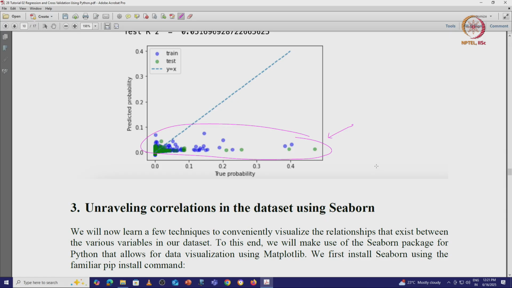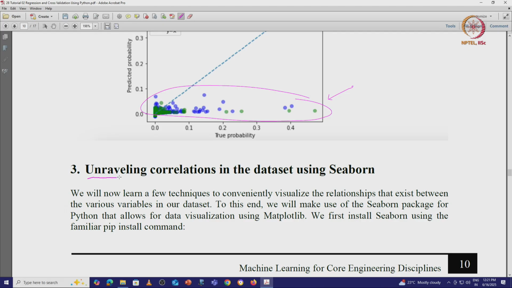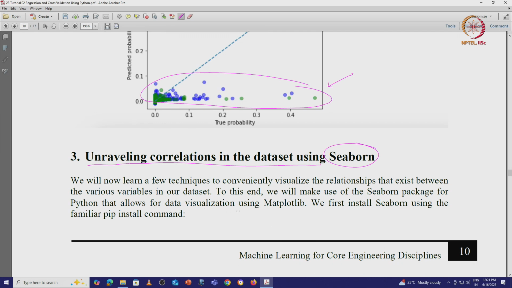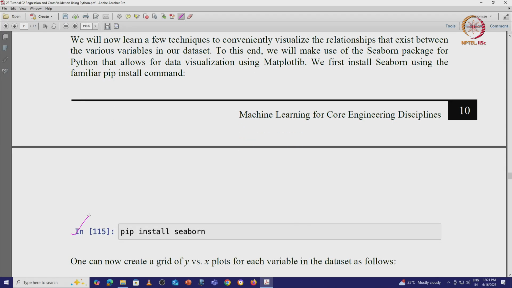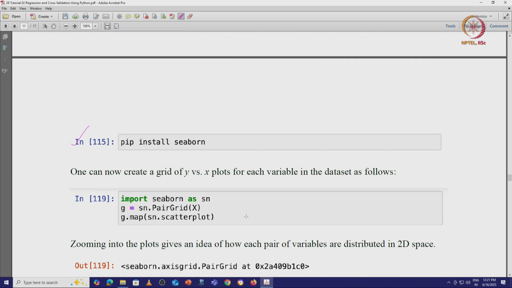Now, I want to move ahead and talk to you about unraveling correlations in the data set using a module known as Seaborn. This is another Python module, and the functions in this module allow you to conveniently visualize the relationships that exist between various variables, and it allows for data visualization and plotting also through matplotlib. So, first you need to install Seaborn. The command to do that is again very straightforward. It is just pip install Seaborn.